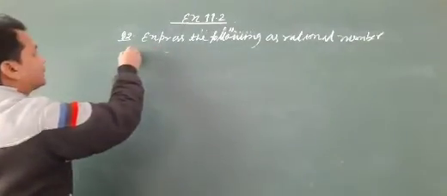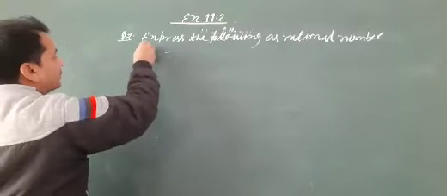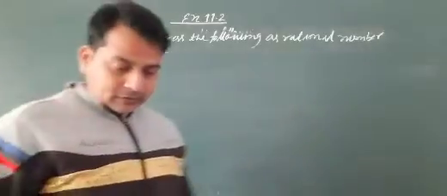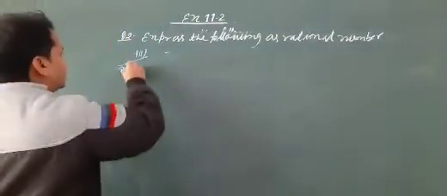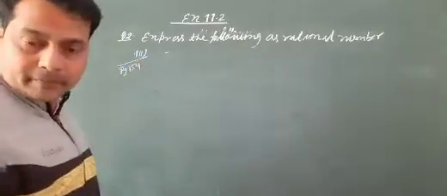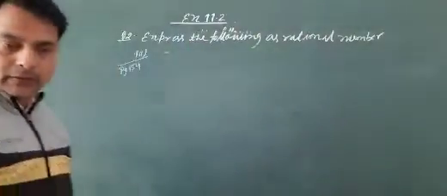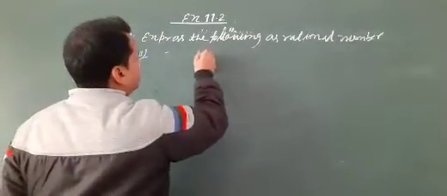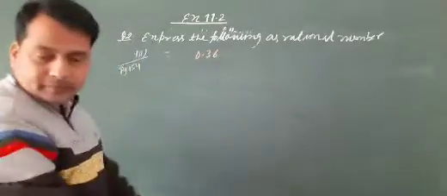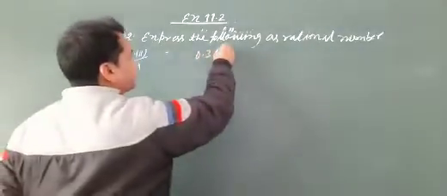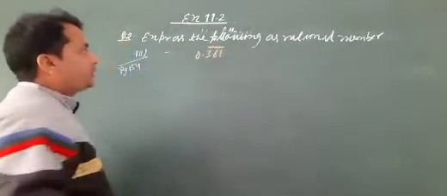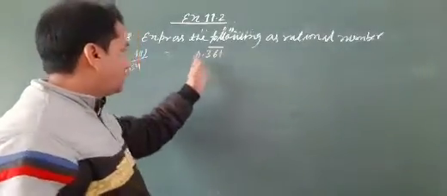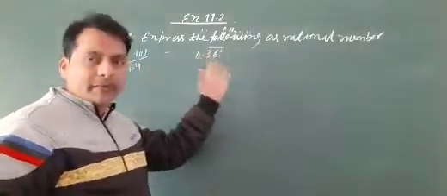Question number 3, page number 154. So here is the 0.361 repeating. Express the following in the form of a rational number. So it is clear that after the decimal point 3 digits are repeated here.